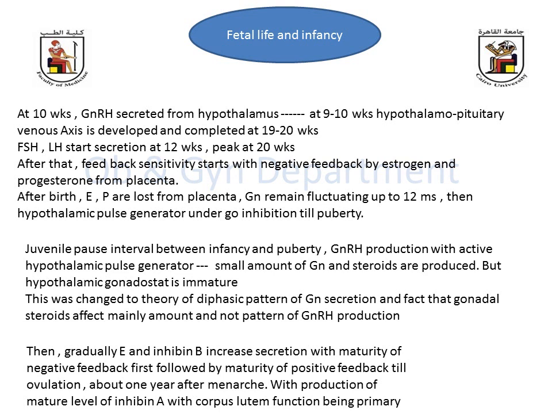For ovulation to occur, there should be maturity of the positive feedback. The most important item before the occurrence of ovulation is maturation of the positive feedback mechanism between estrogen and gonadotropins. About 1 year after menarche, there is production of a mature level of inhibin A, with corpus luteum function being the primary source.